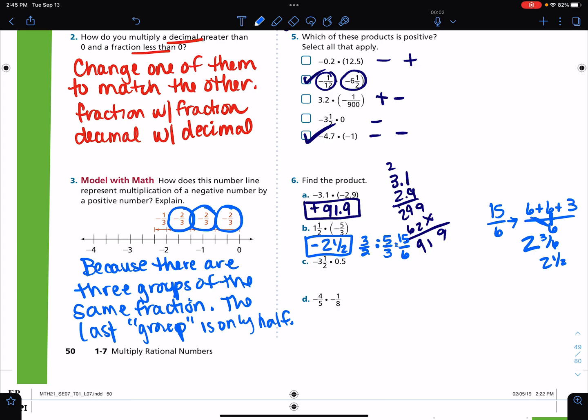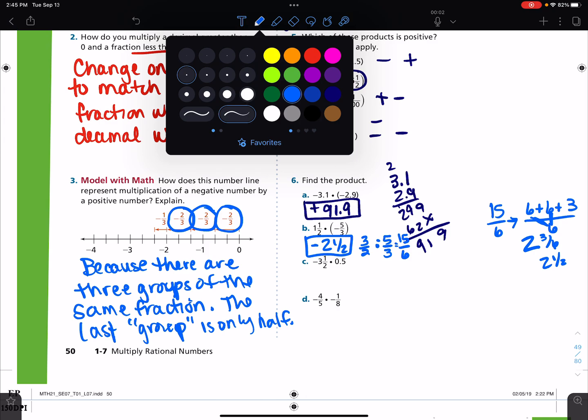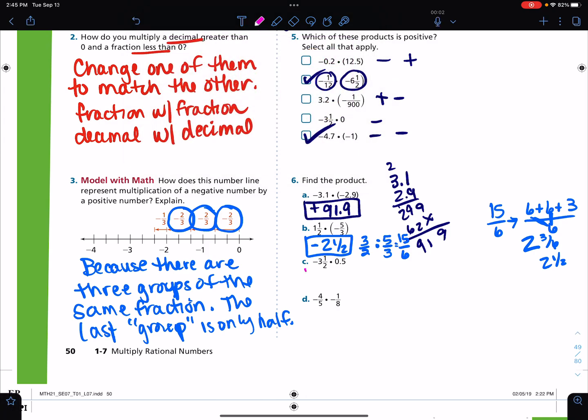Okay, 3.5, oh boy. This is definitely a lot of practice. The final answer will be negative, so it's 3.5 times 1/2. So I'm going to do 3.5 times 5. So I get 25, 17. I have 1 decimal place, so it's 17.5, and it's negative.